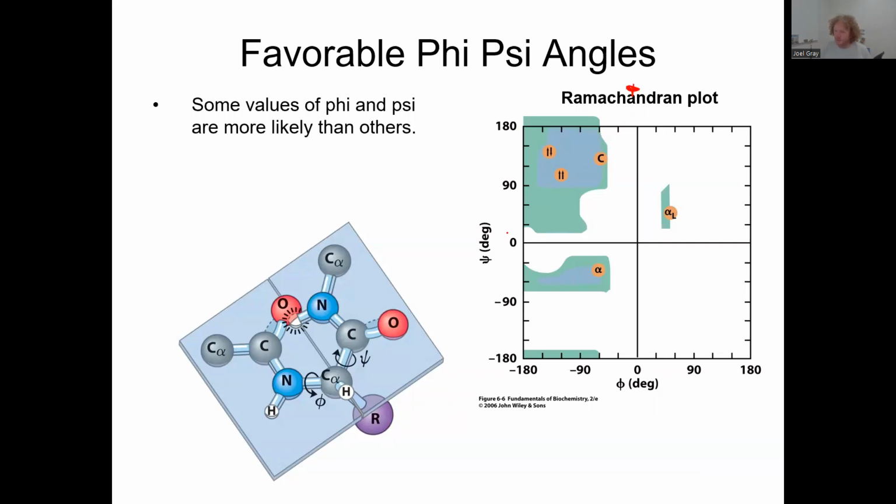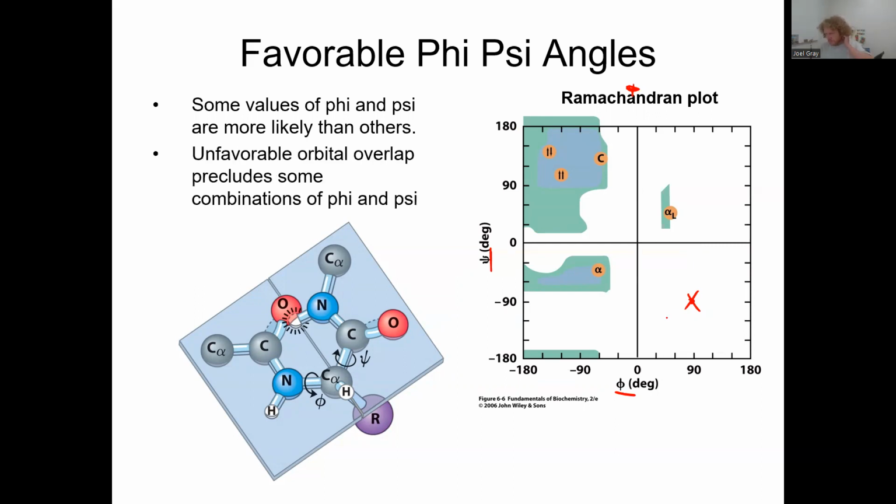So what we have is all of this white space, which are regions in which a bond angle pairing is unfavorable. To illustrate that, you're unlikely to have a psi of 90 paired with a phi angle of -90. So that right there is unfavorable. And so that's ultimately what these plots can be used for.